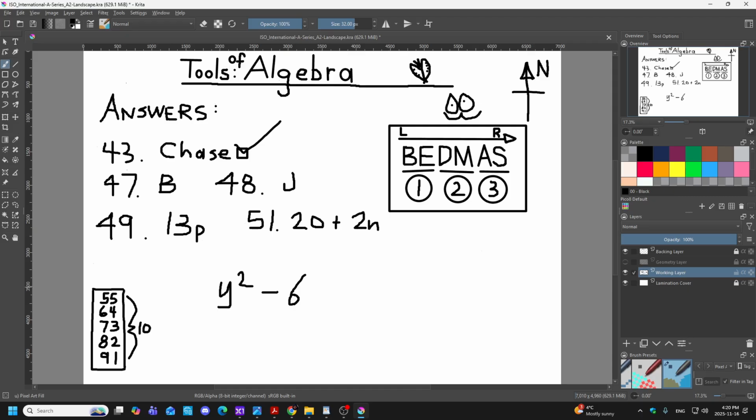Just kind of scrolling here. Bear with me. 6 less than the square of y. Okay? That's 52. Number 53. I'll just write it right here. 53 is... It's going to have some big values. That's fine.